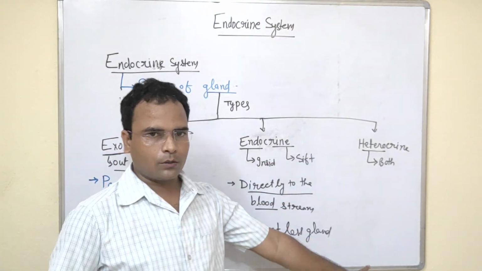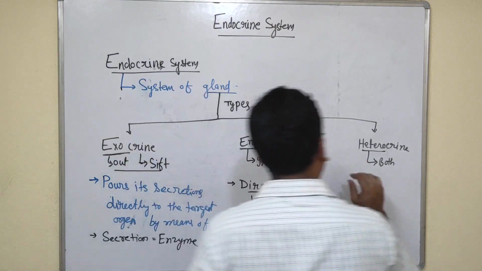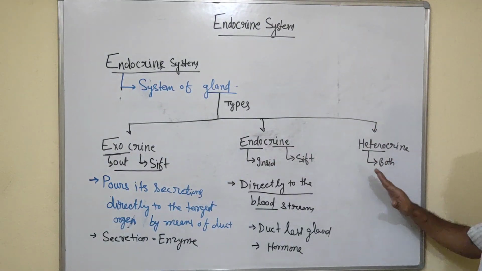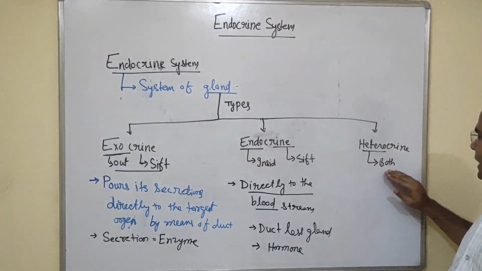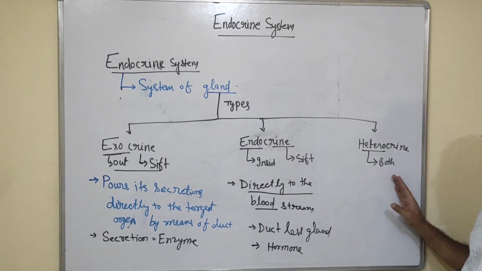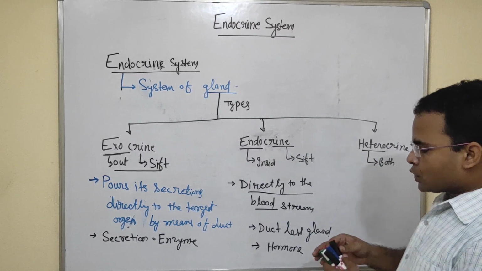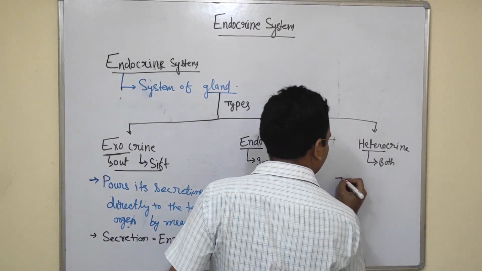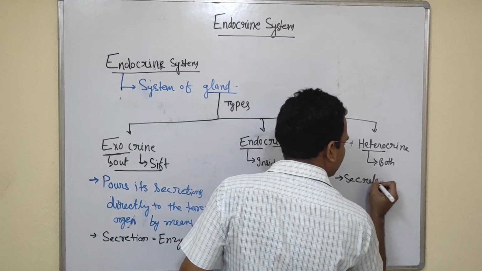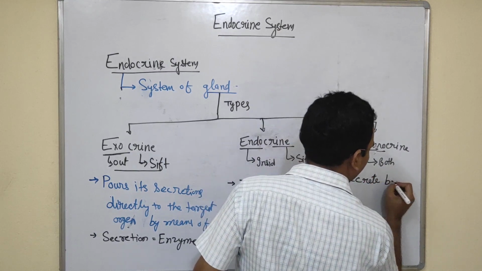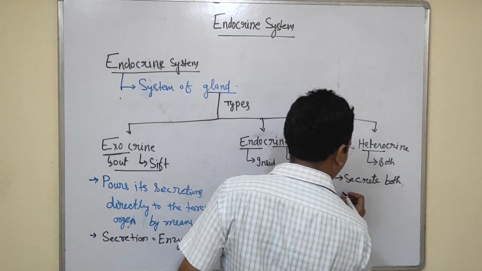Let me finish heterocrine first. The heterocrine gland works both as an exocrine gland as well as an endocrine gland. That's why I have written here both. It is dual in function, so it will secrete both enzyme and hormone.